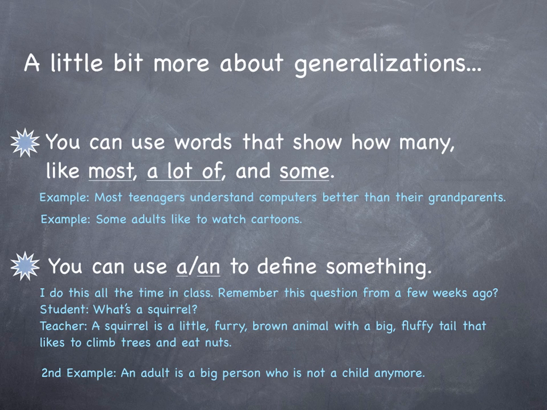And here's another part about generalizations: you can use a, an to define something. So I do this in class all the time. A few weeks ago, after the presentation, we were talking about squirrels in the park, remember? And one of you asked me, what's a squirrel? And I said, a squirrel is a little furry brown animal with a big fluffy tail that likes to climb trees and eat nuts. And notice it begins with a squirrel, so that's using the article a to define something.